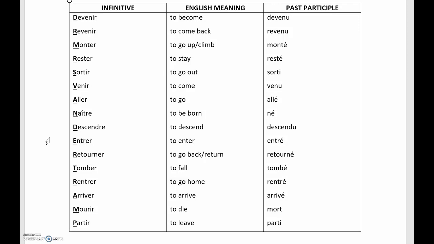I know it's a lot, but this is the gist of the passé composé with être. These 16 verbs are so special, we really have to pay some special attention to them. Okay, now there's one more major concept that I want to add on to this. So let's just get into that and then we'll be done with the notes component of this video.